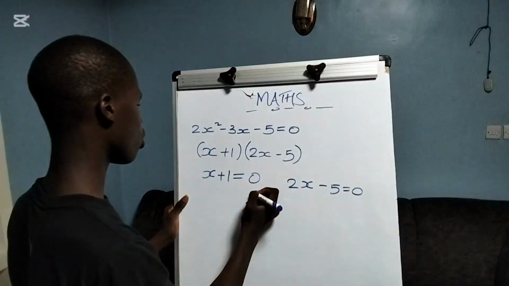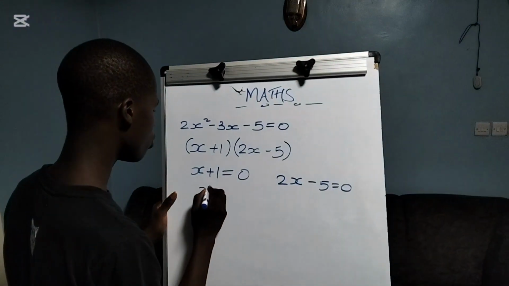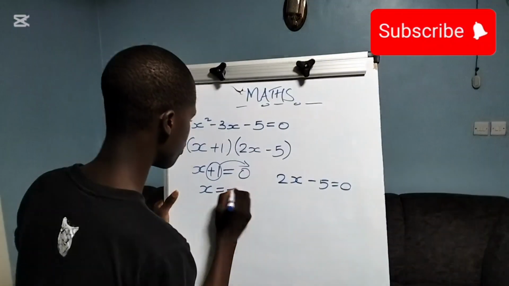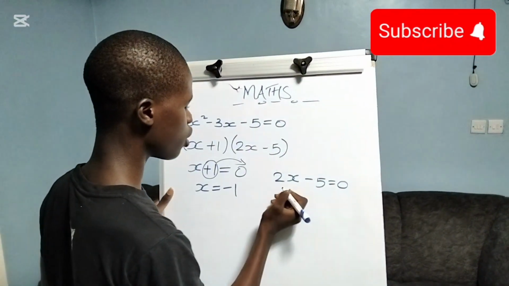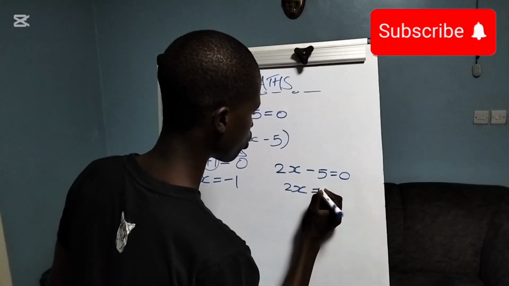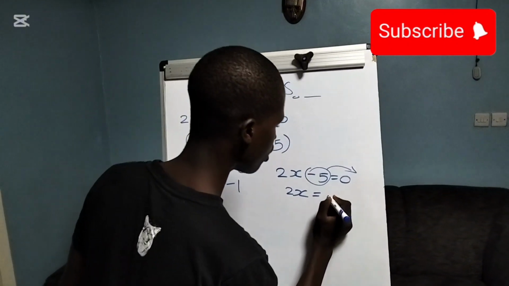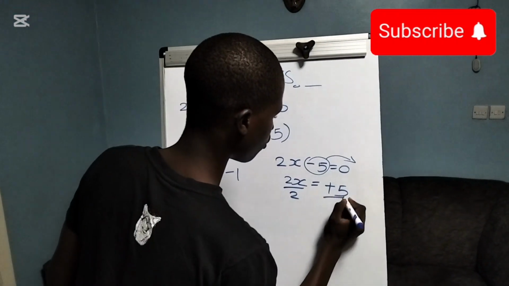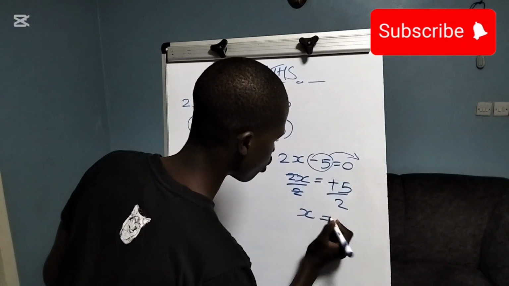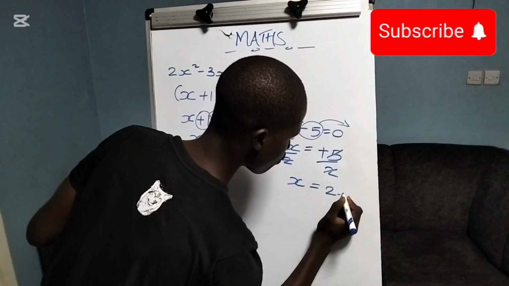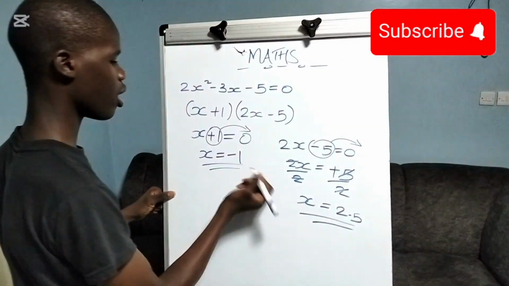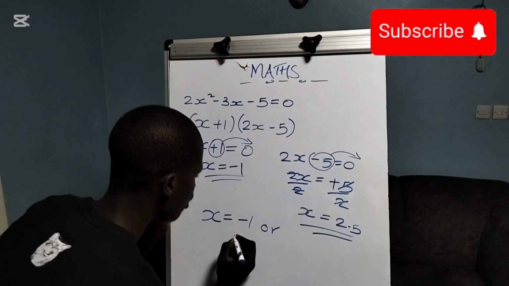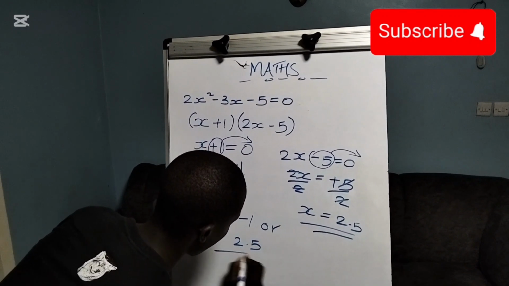To solve this, we must make x the subject. So x is equals to, we take this positive 1 over the equal sign, it will be negative 1. We do the same to the other part, 2x is equals to negative 5, move it over the equal sign and it will be positive 5. So making x the subject, you divide both sides by 2. So x is equals to 5 divided by 2, which is 2.5. So we have our two answers. We can write x is equals to negative 1 or x is equals to 2.5.